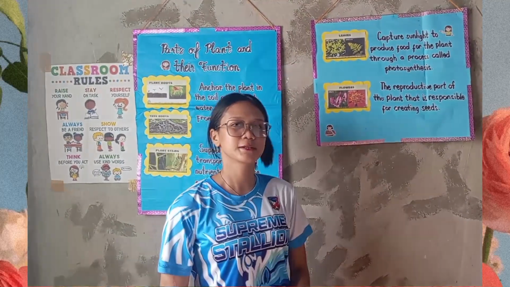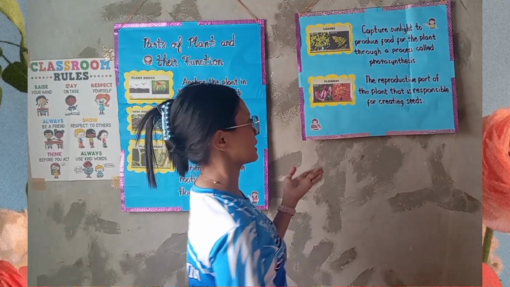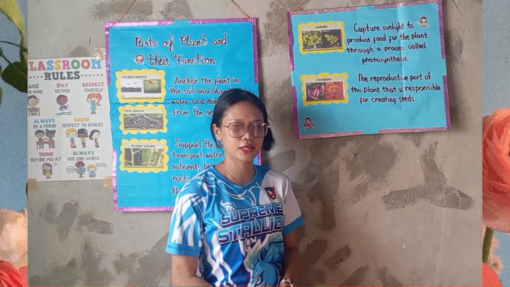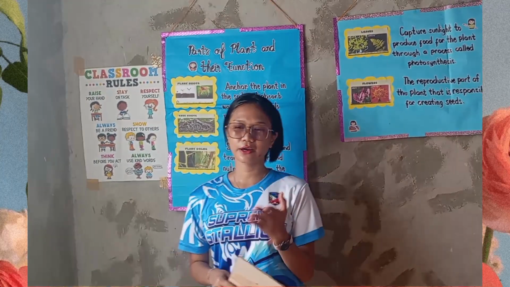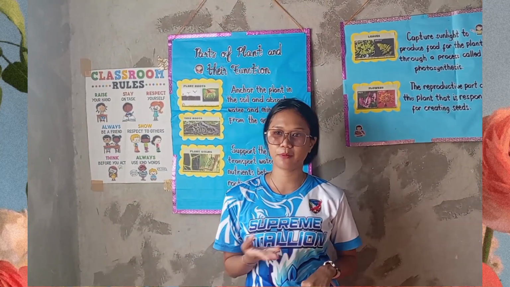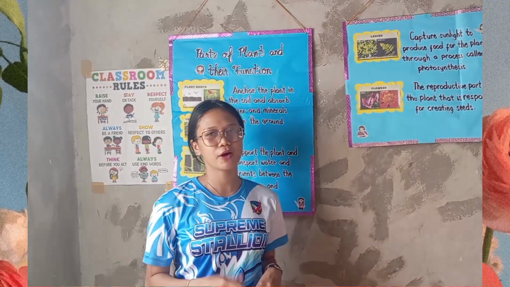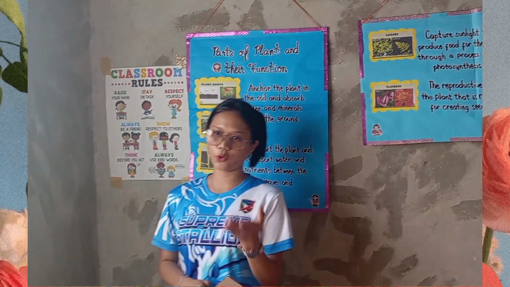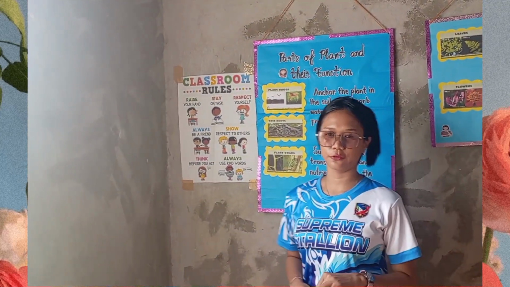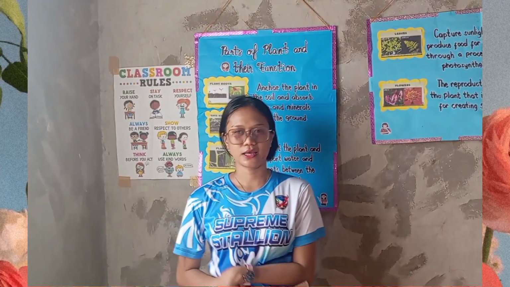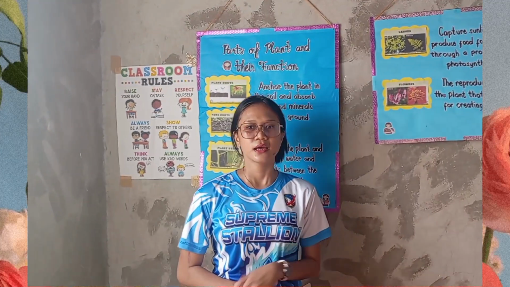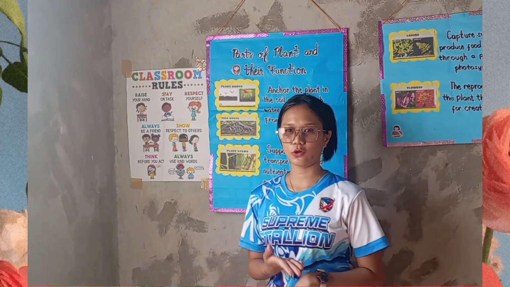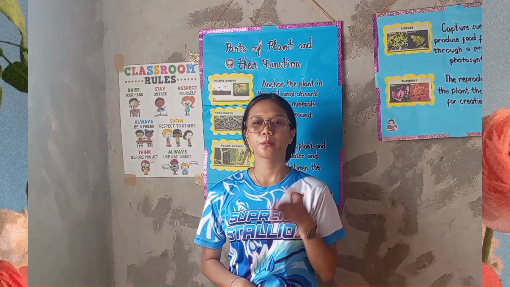And lastly is the reproductive part of the plant that is responsible for creating seeds. Flowers are the reproductive part of most plants. It is in the flower that seeds start to grow. Their petals are colorful to attract insects. And last is seeds. Seeds are the part of the plant that make new plants.